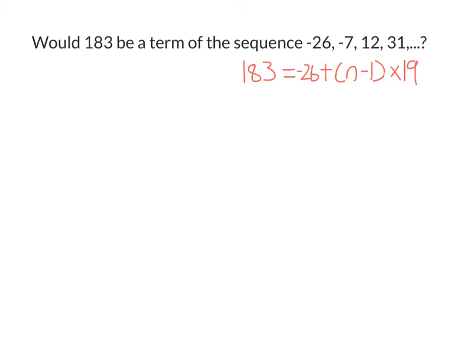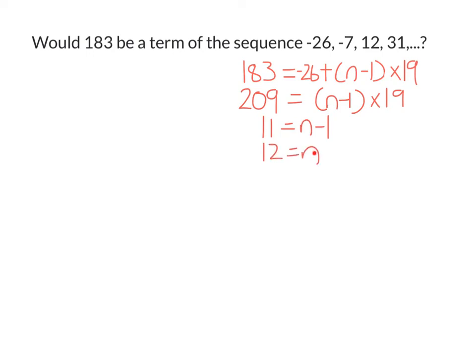Well, let's start by adding 26 to both sides. So I get 209 equals (n minus 1) times 19. So dividing each side by 19 and then adding 1 to both sides, I do in fact get a whole number for n. What I've actually found is that 183 is the 12th term of this sequence. So this is how we can use the formula to solve for n.